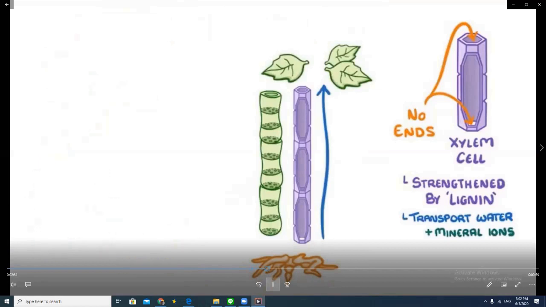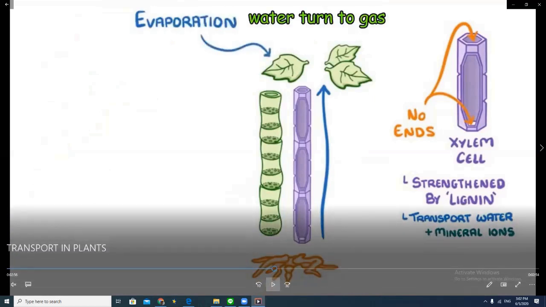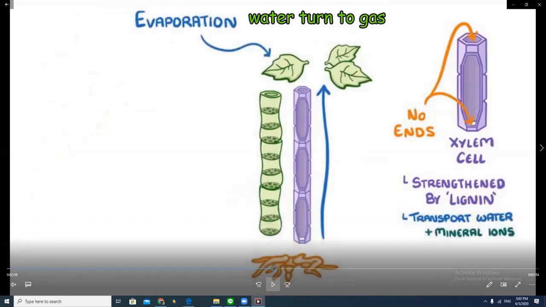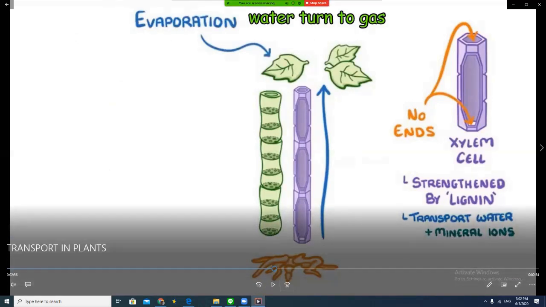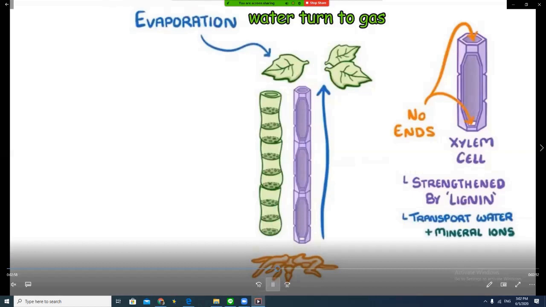Evaporation. What is evaporation? Evaporation is the process of turning liquid into gas. In the case of plants, evaporation is the water that comes out of the leaves in the form of gas. The water absorbed by the roots becomes a chain of water and will be pushed out of the leaves through what we call stomata.